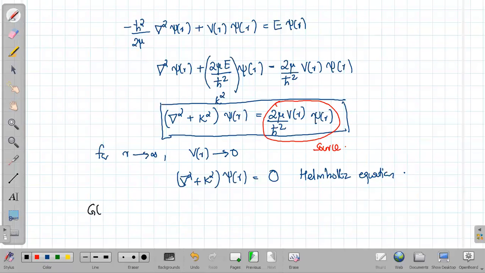G of r comma r prime is a Green's function for this particular equation, then the Green's function is defined to be del square plus k square acting on G of r, r prime gives Dirac delta of r minus r prime. Since it is a three-dimensional Dirac delta function, you can put some symbol 3.